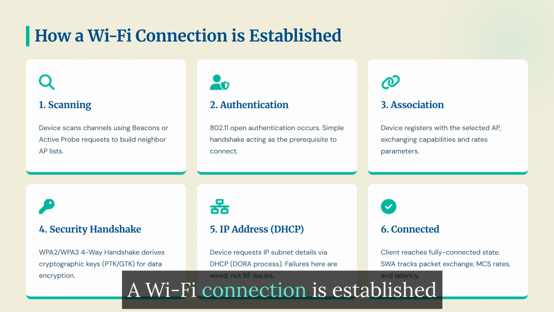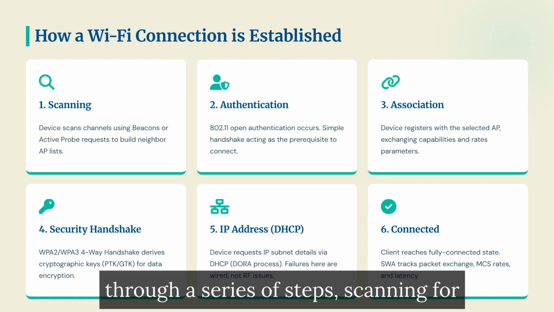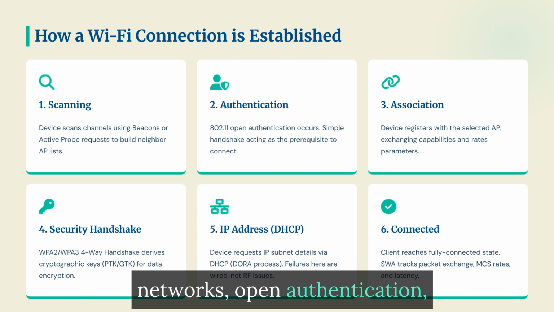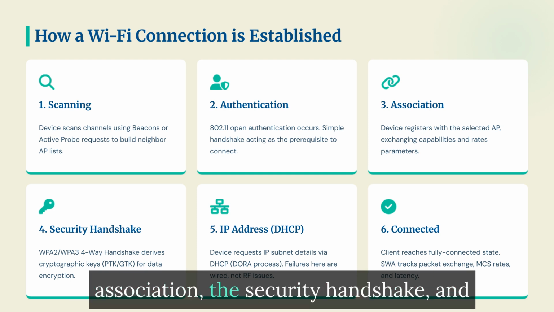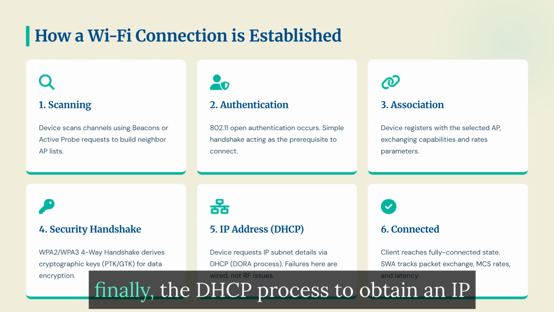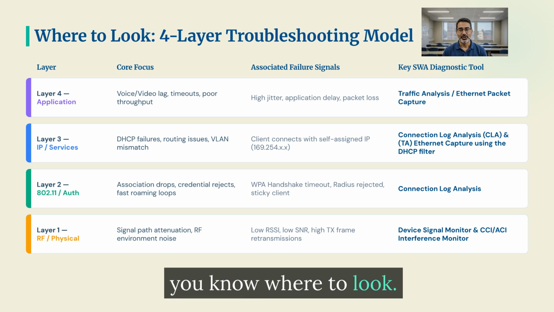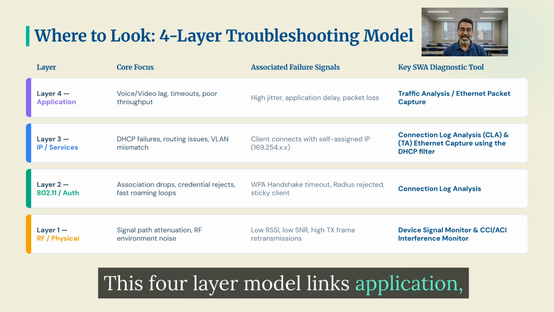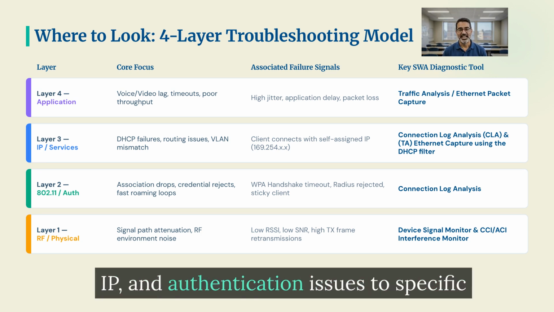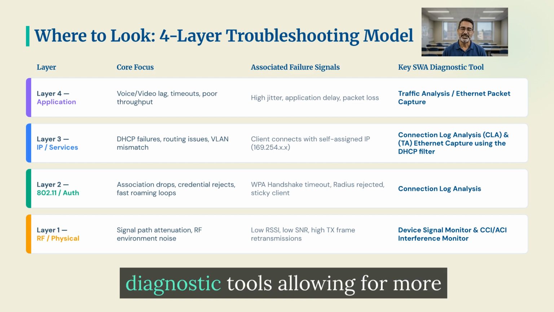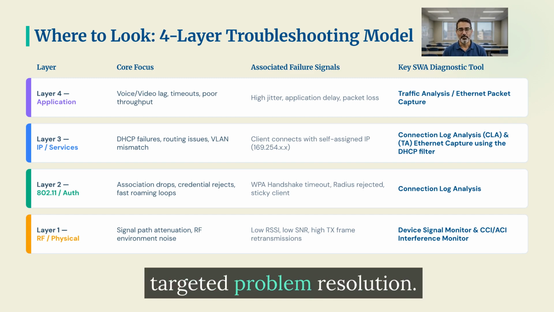A Wi-Fi connection is established through a series of steps: scanning for networks, open authentication, association, the security handshake, and finally, the DHCP process to obtain an IP address. Troubleshooting is most effective when you know where to look. This 4-layer model links application, IP, and authentication issues to specific diagnostic tools, allowing for more targeted problem resolution.